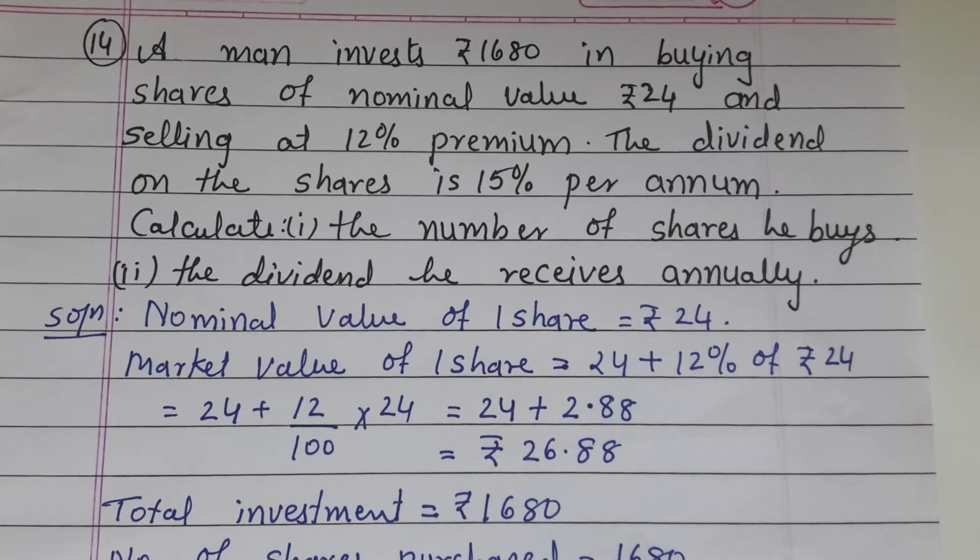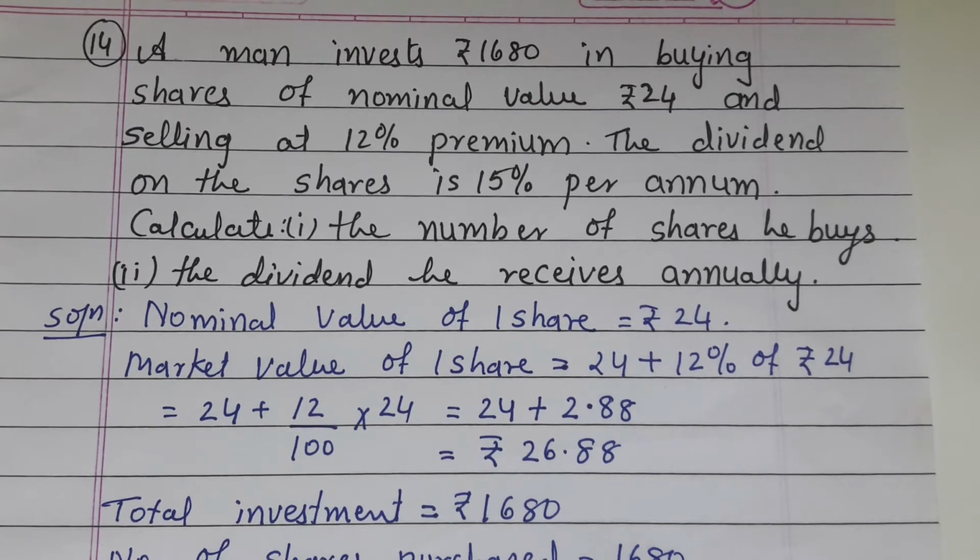Sum number 14. A man invests rupees 1,680 in buying shares of nominal value rupees 24 and selling at 12% premium. The dividend on the share is 15% per annum. Calculate 1. The number of shares he buys. Second, the dividend he receives annually.